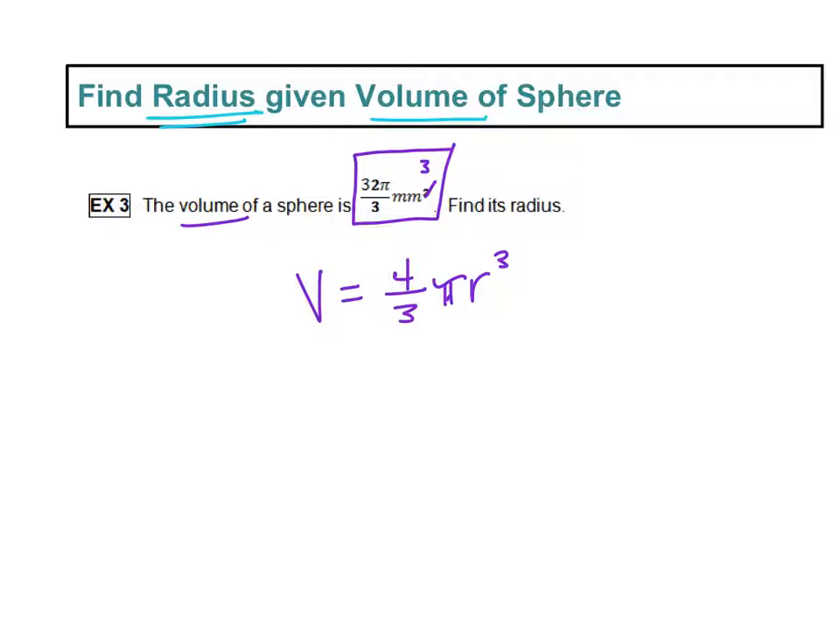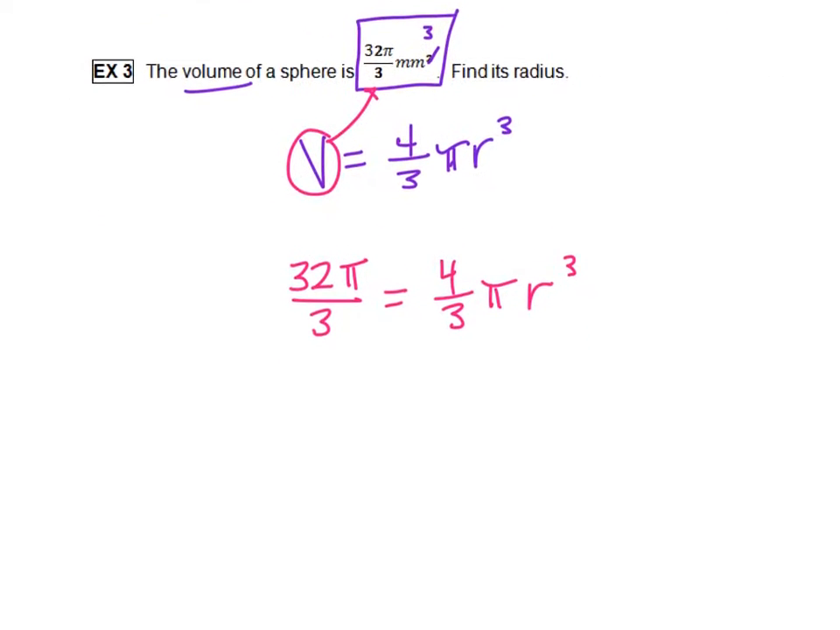And now we're just going to plug in what we know. We actually do know that the volume is 32 pi over 3. So we're going to plug that in for the volume. That equals 4/3 pi r cubed. And now we're going to figure out how to solve this equation for r.